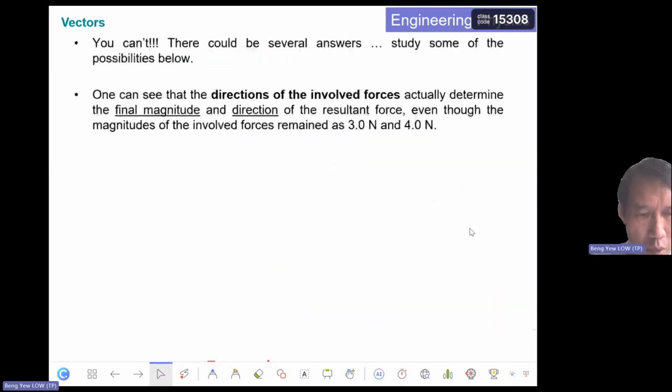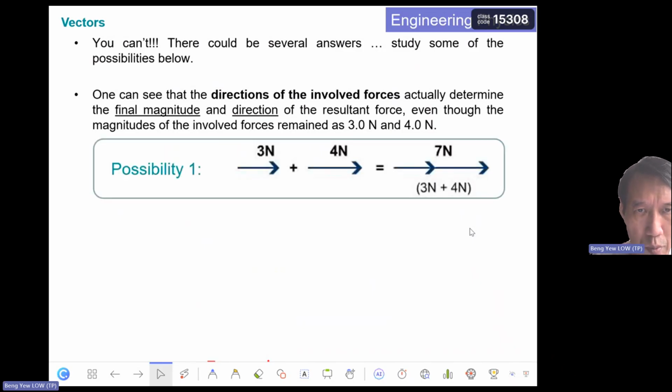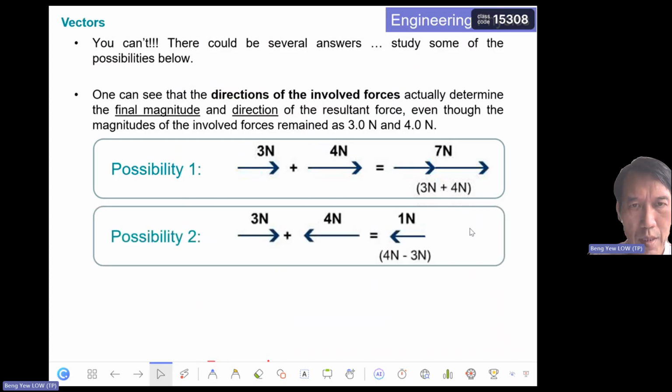Well, guess what? There are an infinite number of possible answers to this question. In this slide, we'll only show you 3 possibilities. The first one is when the 2 forces are in the same direction. The resultant is a 7 Newton force. In fact, this is the case when the resultant force is maximum.